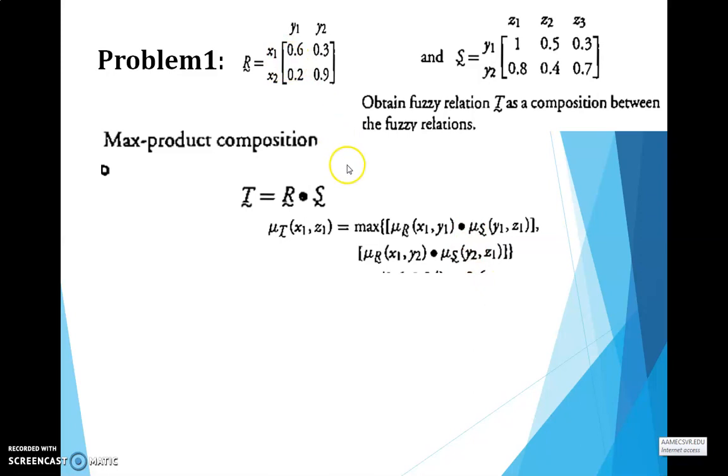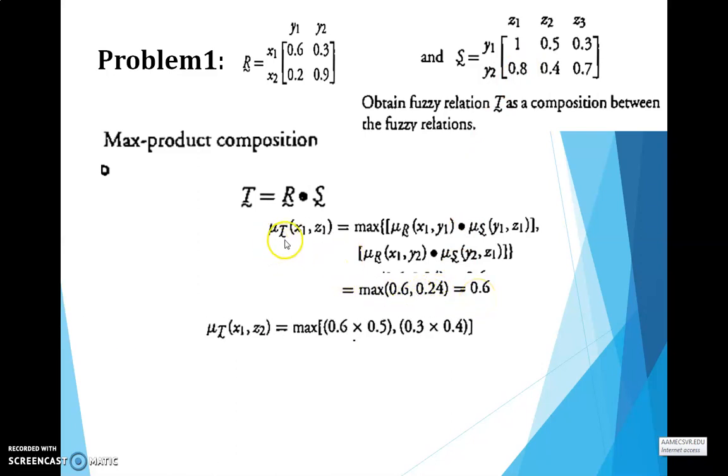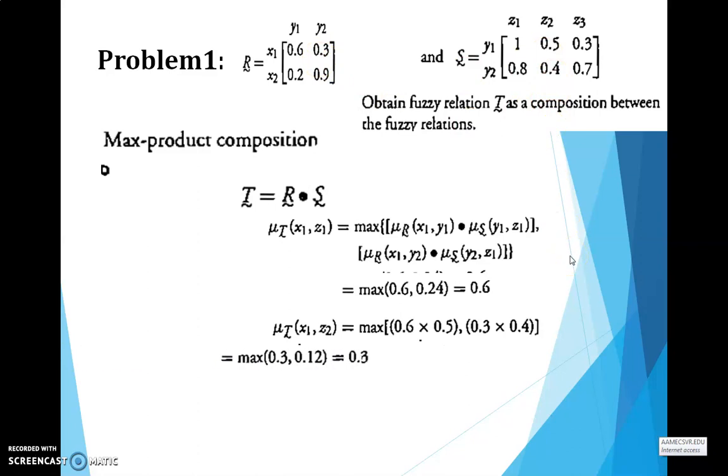First we will start here. 0.6 into 1, the value will be 0.6. 0.3 into 0.8, the value will be 0.24. The maximum value from these two is 0.6. Take x1 to z2. 0.6 with 0.5, the value will be 0.30. 0.3 with 0.4, 0.12. So the maximum value will be 0.3.